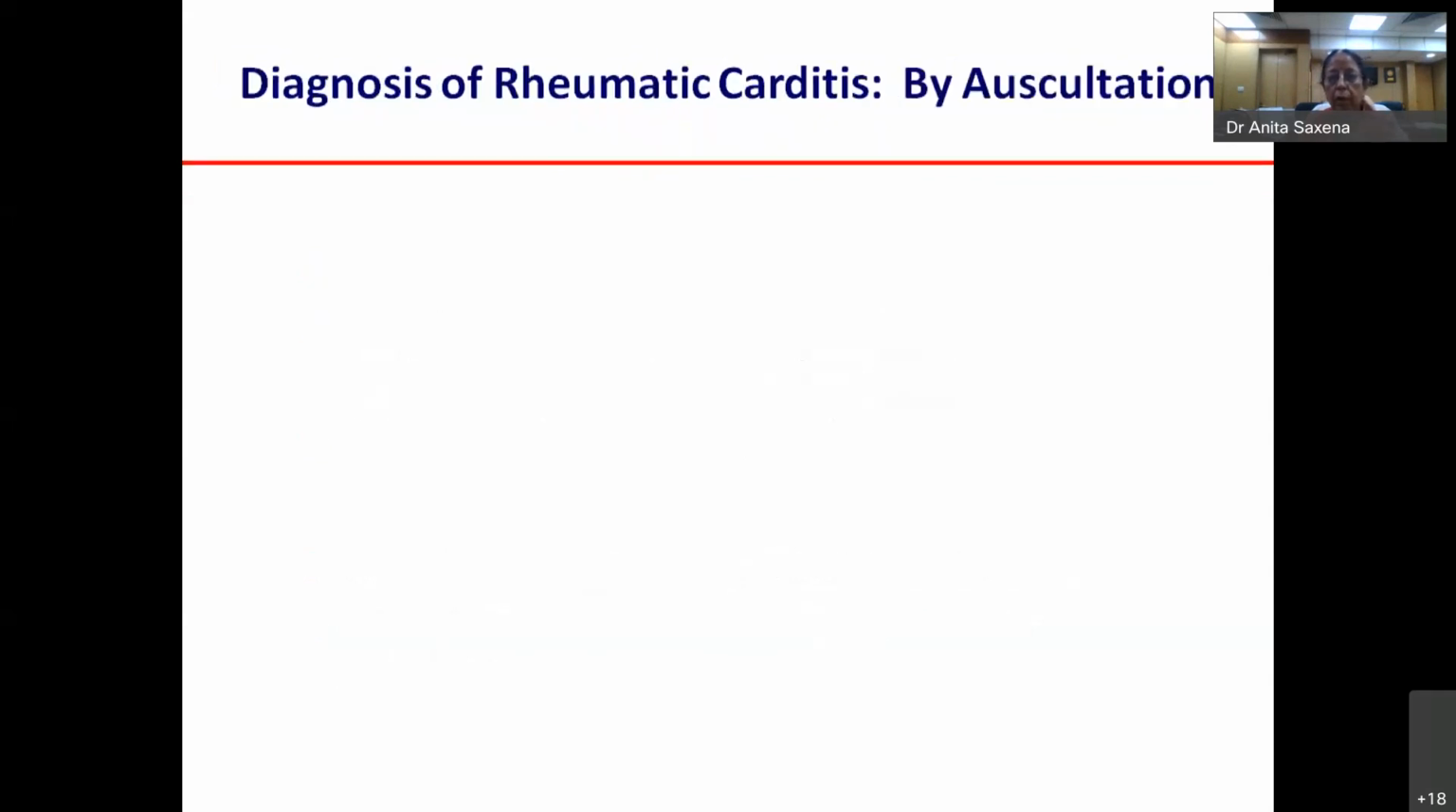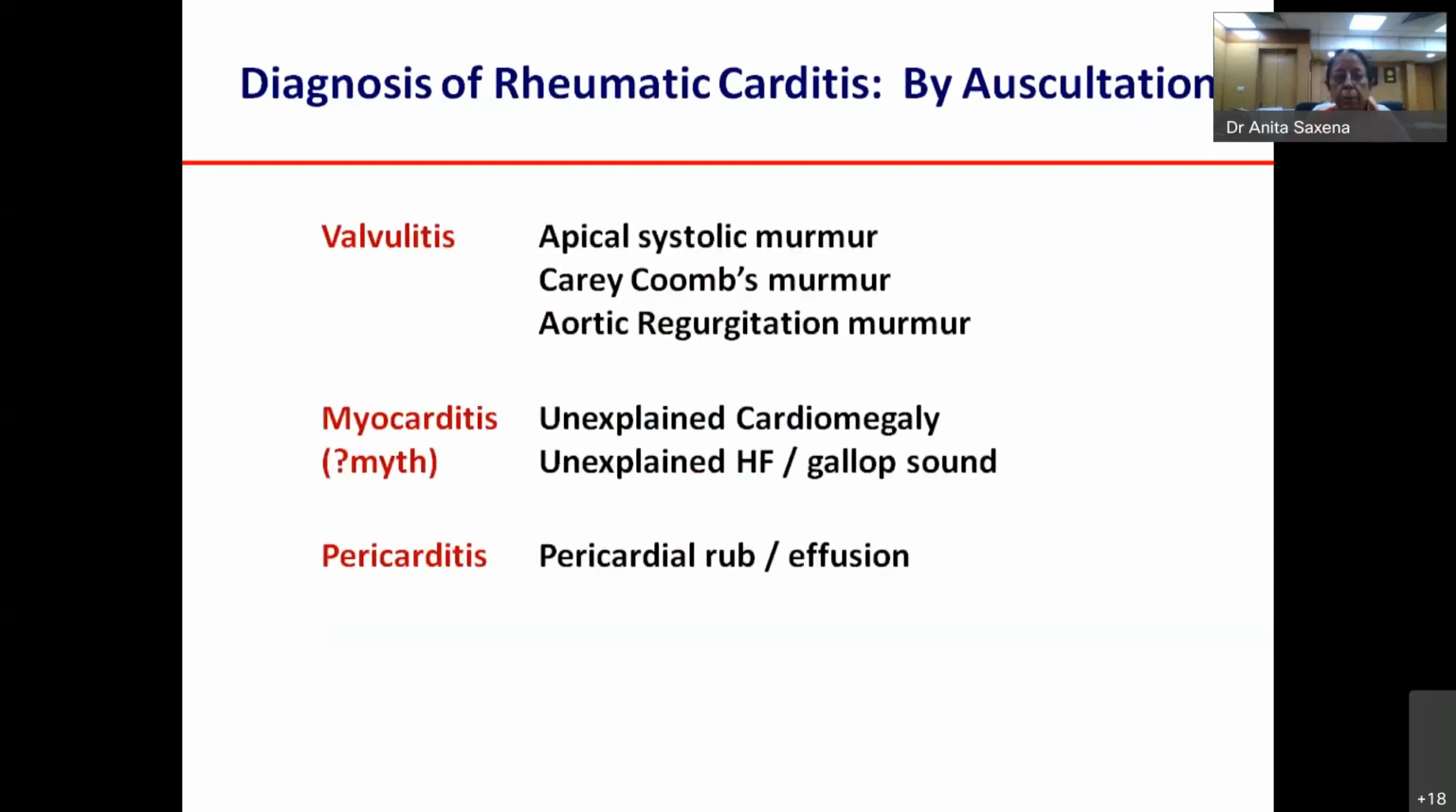So how do we diagnose rheumatic carditis? As I said, very easy. By auscultation, you're going to get murmurs of regurgitation. That means murmur of mitral regurgitation, murmur of aortic regurgitation. You may also get a mid-diastolic murmur sometimes because of the inflamed mitral valve. We call it Carey-Coombs murmur.